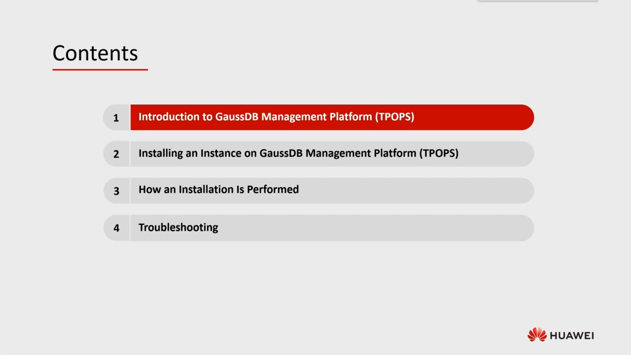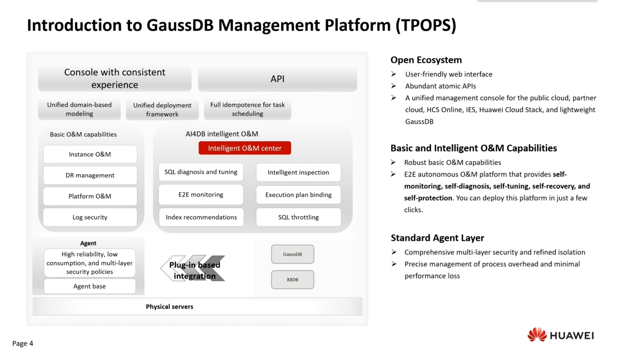This course consists of 4 parts. In the first part, we will learn about GaussDB management platform. In the second part, we will learn how to use this platform to install GaussDB instances. In the third part, we will have a look at how the installation is performed. Last, we will introduce how to locate causes if the installation fails. Let's take a look at GaussDB management platform.